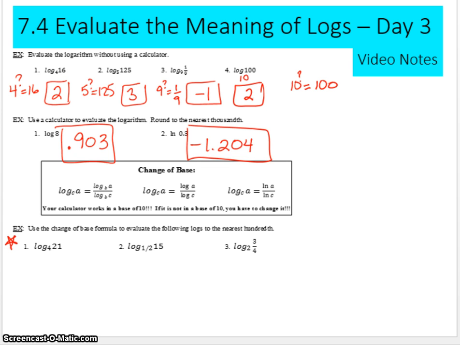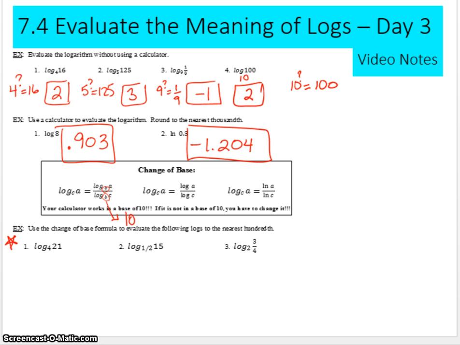So you'll see here that if we have log base c of a, we're going to do log base b of a over log base b of c, and we're going to make this base our base 10 because that's what the calculator does and does easily. So for example, log base c of a, you can do log of a over log of c. Or you can do natural log of a over natural log of c.